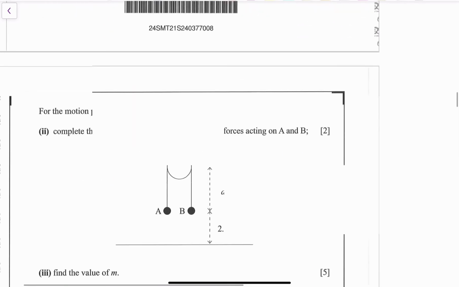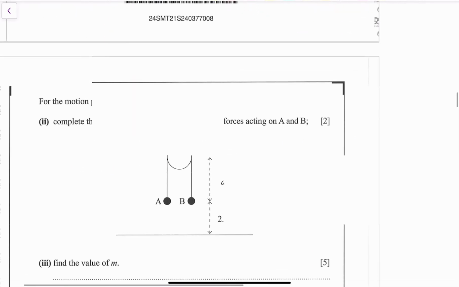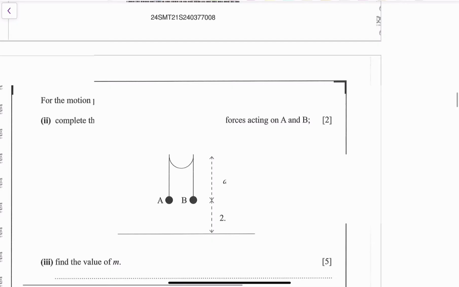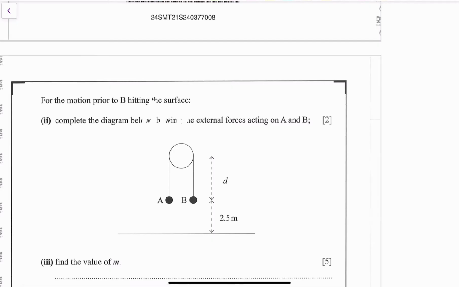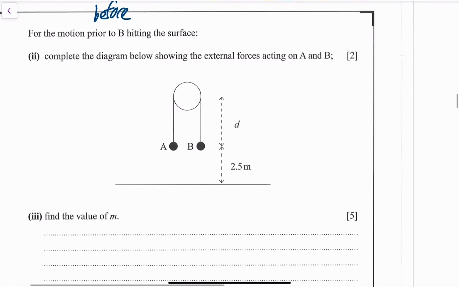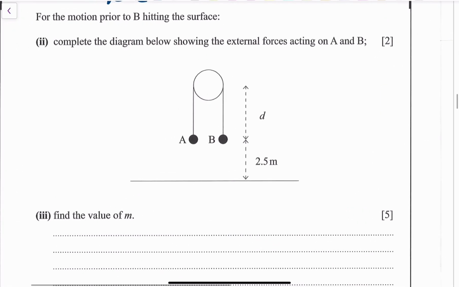Okay. Part B says for motion prior to this thing. So that just means before A hits the surface. Complete the diagram below showing the external forces acting. So A we didn't know, but it was mg. B we did know, it was 1.3g. And you're going to have a tension here going up.